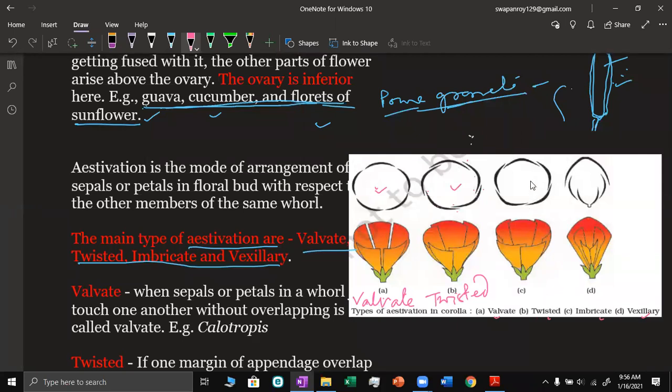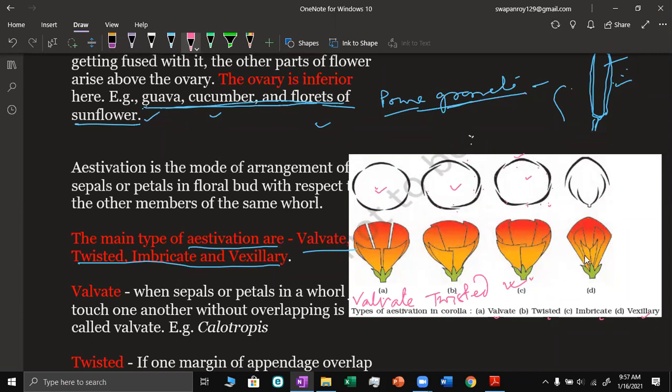And there is imbricate. In the case of imbricate, see this one petal, both the margins are inner, and this petal, both the margins are outer. Means one is completely inner, one is completely outer, and the others are in a twisted fashion. This is called imbricate. This type is found in most of the leguminous family.